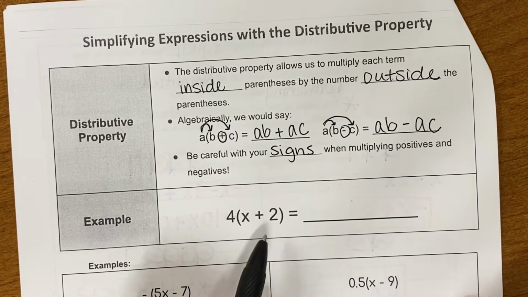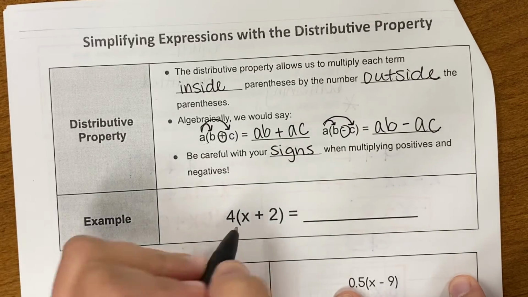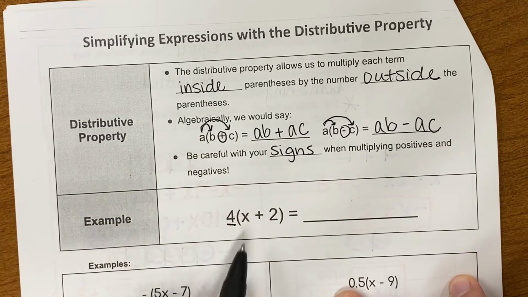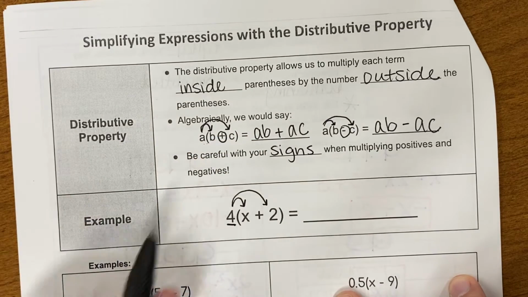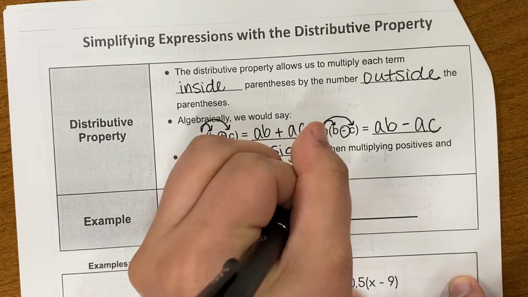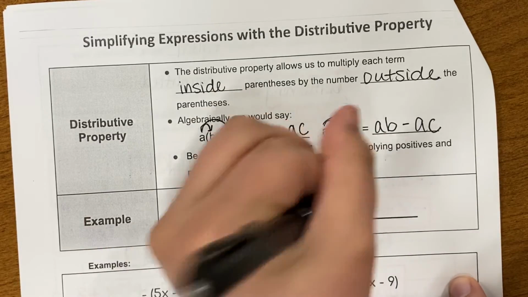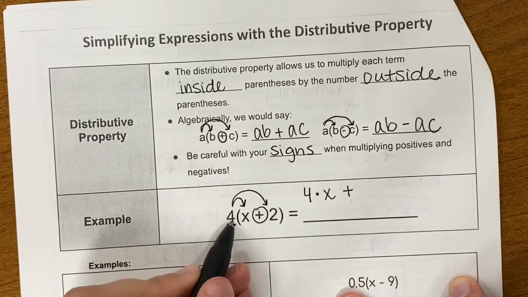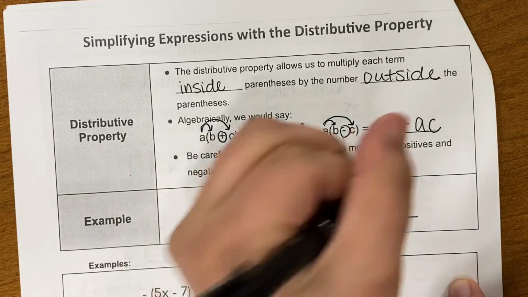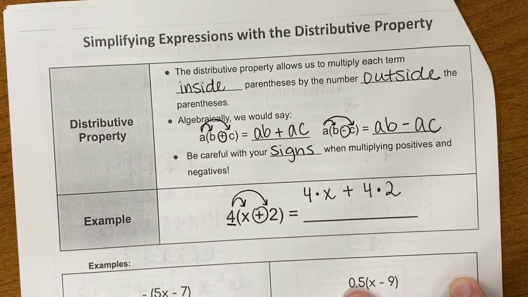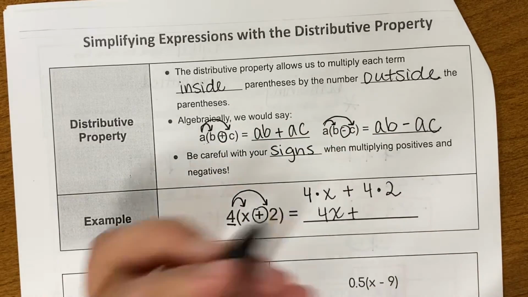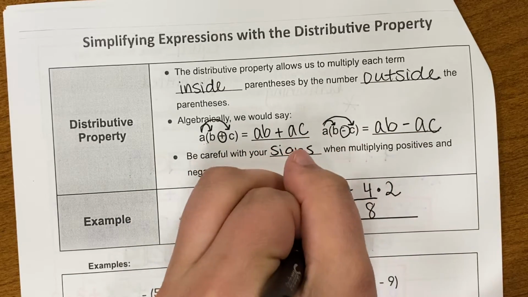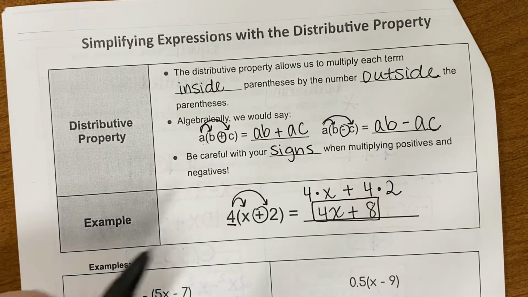So here is an example for us to do. I know that I am going to be distributing this 4 with both terms inside my parentheses. And when I say distribute, I mean I am multiplying. So I know I'm going to multiply 4 times x plus 4 times 2. So 4 times x is 4x plus 4 times 2 is 8. Here is my expression, since I have distributed that 4 to the terms inside my parentheses.